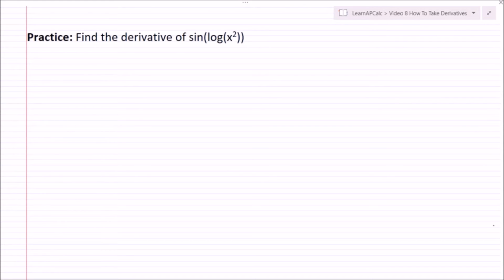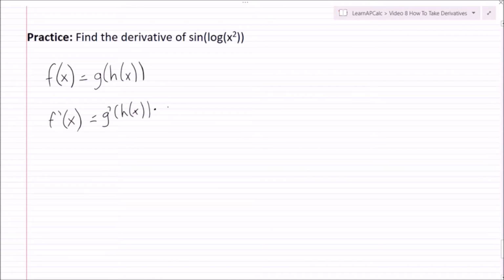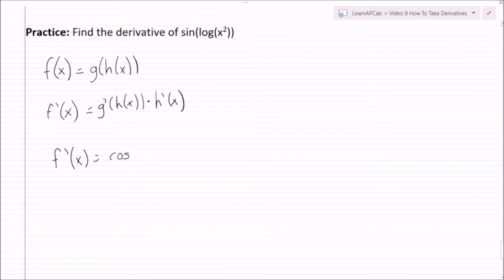Alright, so for this one, we're actually going to have to do the chain rule twice. So f of x equals g of h of x. So f prime of x equals g prime of h of x times h prime of x. So let's write this out. f prime of x equals g prime of h of x. So the derivative of sine, and then just put in whatever we get. The derivative of sine is cosine. So cosine of h of x, which here is log of x squared.